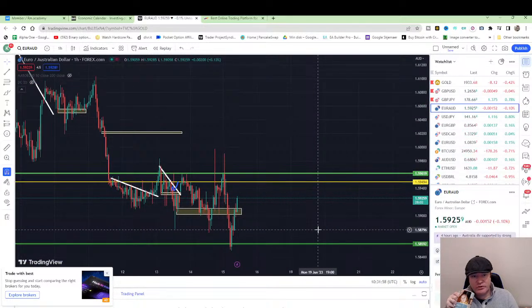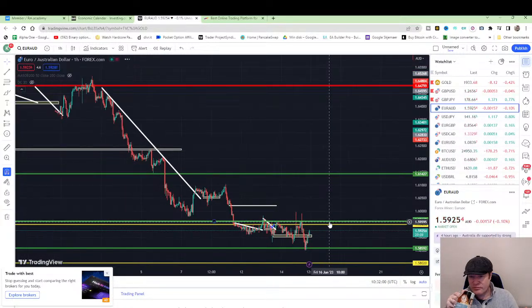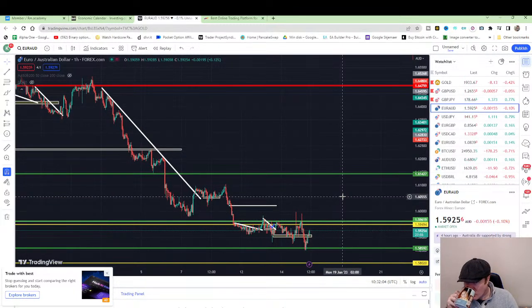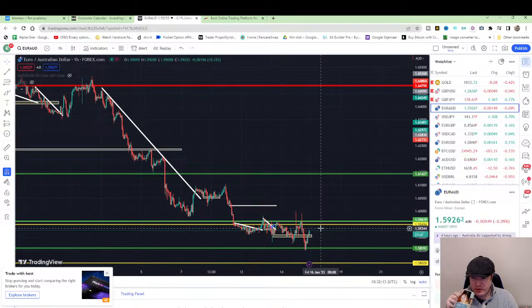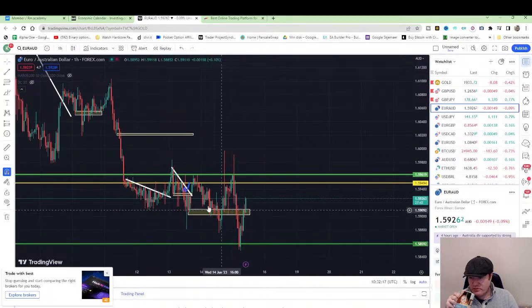Now for euro against Australian dollar. Australian dollar, let me see. Australian dollar is stronger than euro right now. What can we see here now?